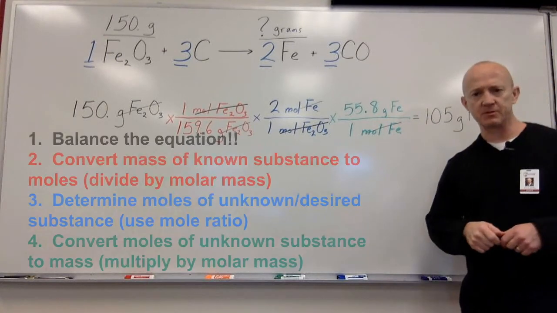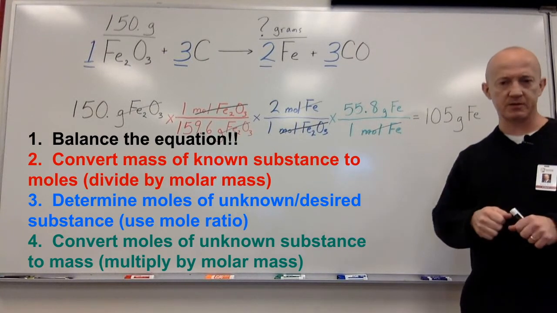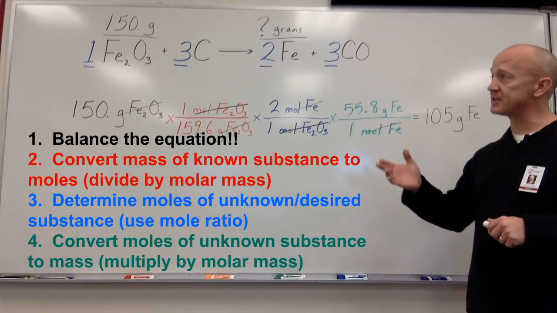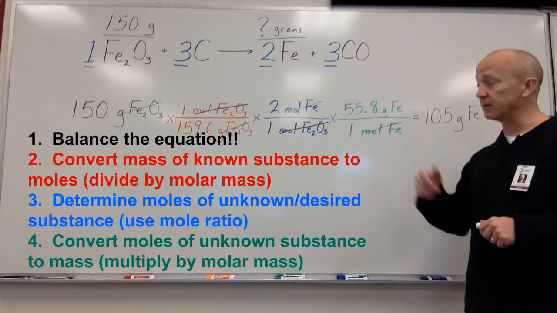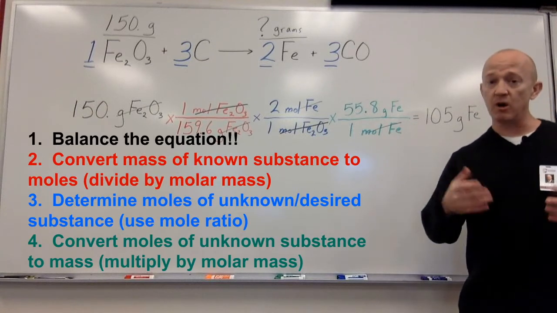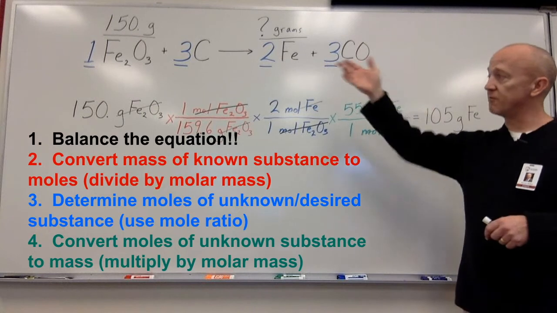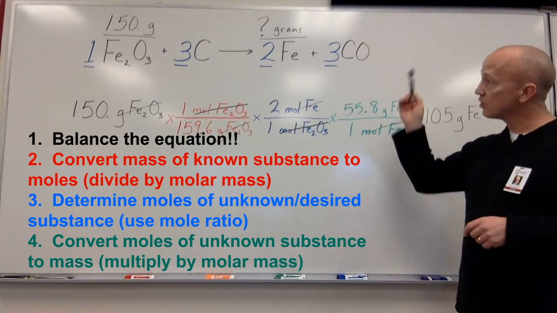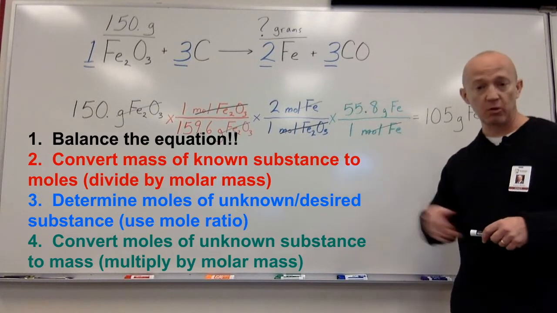Let's review our steps. We start with a balanced equation. That's an absolute must. Next, we converted the mass of the substance we know into moles. We did this by dividing by the molar mass. Then, we found the moles of the substance we want, that is the unknown substance, by using the mole relationships we find in the reaction, the coefficients in front of each of the substances. In this case, it was a 2-to-1 relationship.